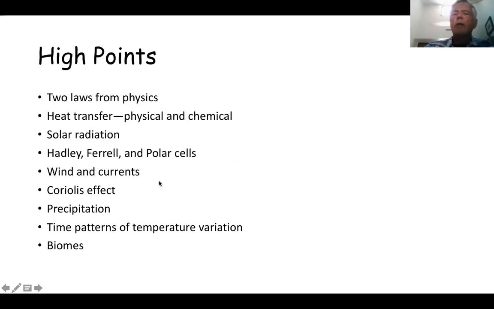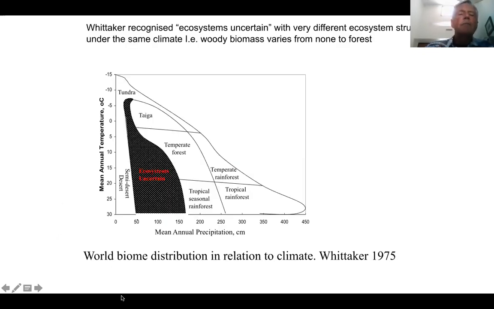And this is what Whittaker called ecosystems uncertain. What is it that's causing this ecosystem uncertainty? This is about half of the land surface of the world. So it's not a teeny little part, all right? It's a big chunk of the Earth's surface.